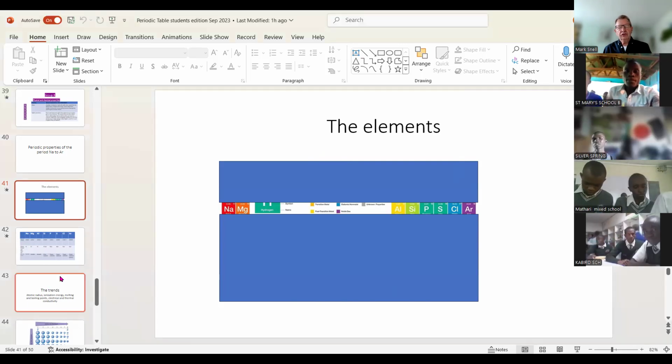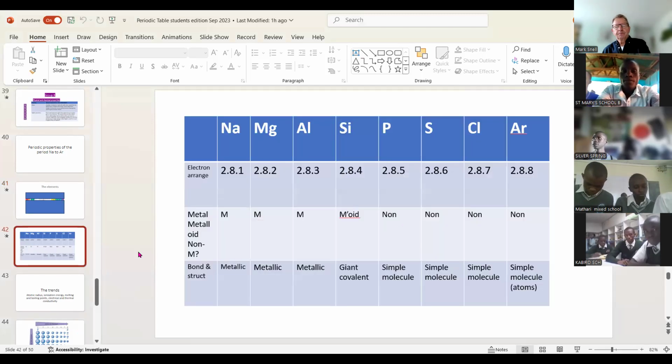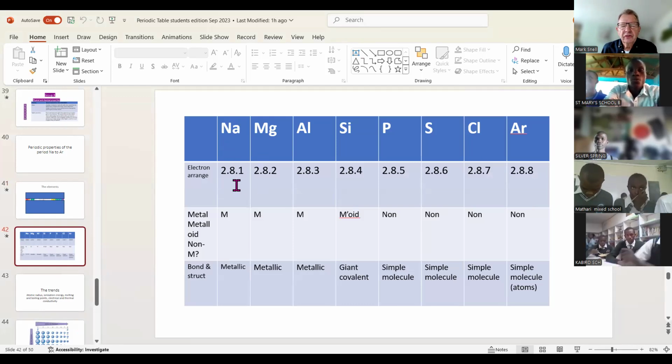So the sort of things you need to know about are these. Firstly, you need to be able to work out the electronic arrangement for each of the elements. That's not very difficult. Not very difficult at all.